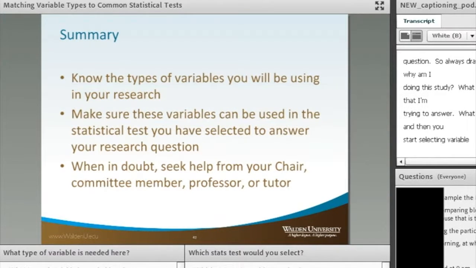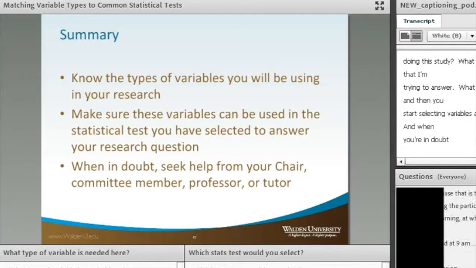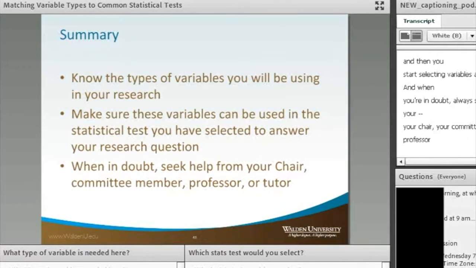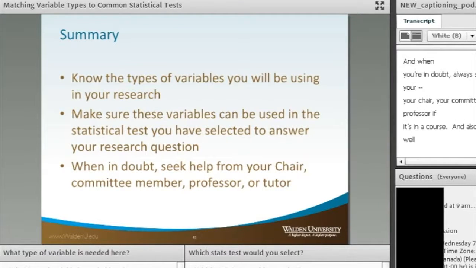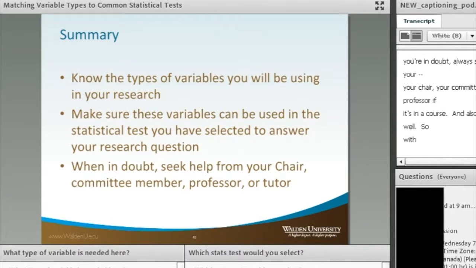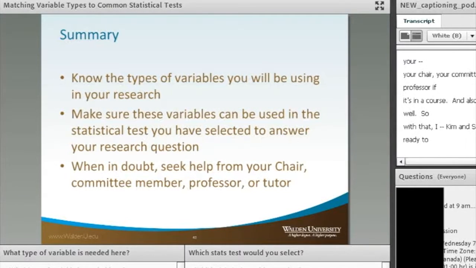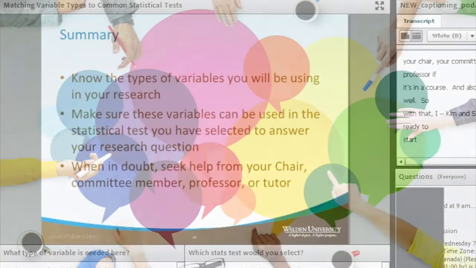Okay, and when you're in doubt, always seek out help from your chair, your committee member, your professor if it's in a course, and also your tutor as well. So with that, Kim and Sarah, I think we're ready to go into audience questions. We'll open this up.